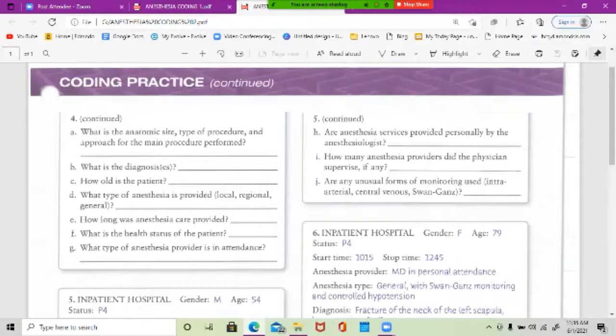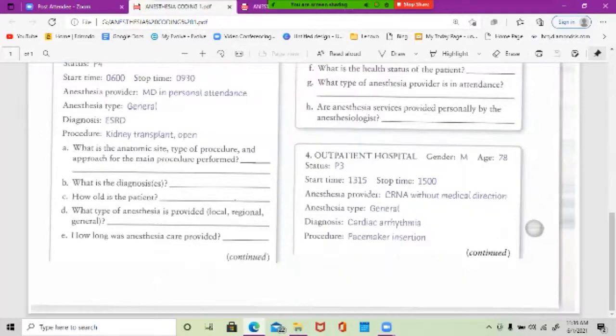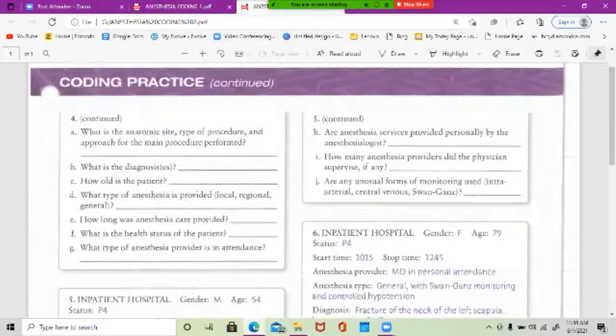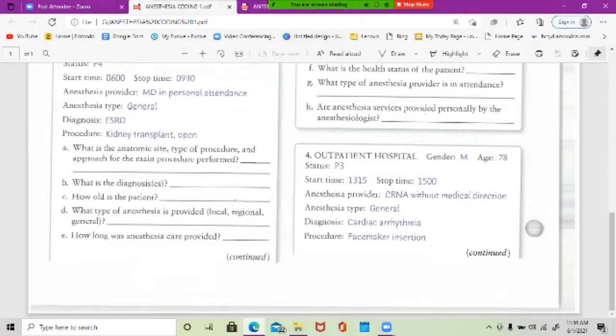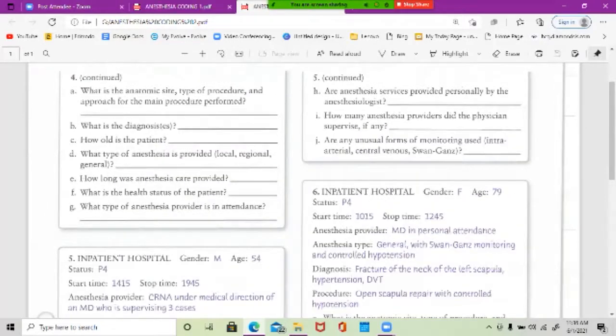What is the diagnosis, Antoinette? Cardiac, well, I don't know how to pronounce it. Arrhythmia. Okay. Miss Kelly, how old is the patient? 78. So will we need an add-on code for this? Yes, ma'am. Because he's of extreme age, so we would have to use our add-on code 99100. Great job.